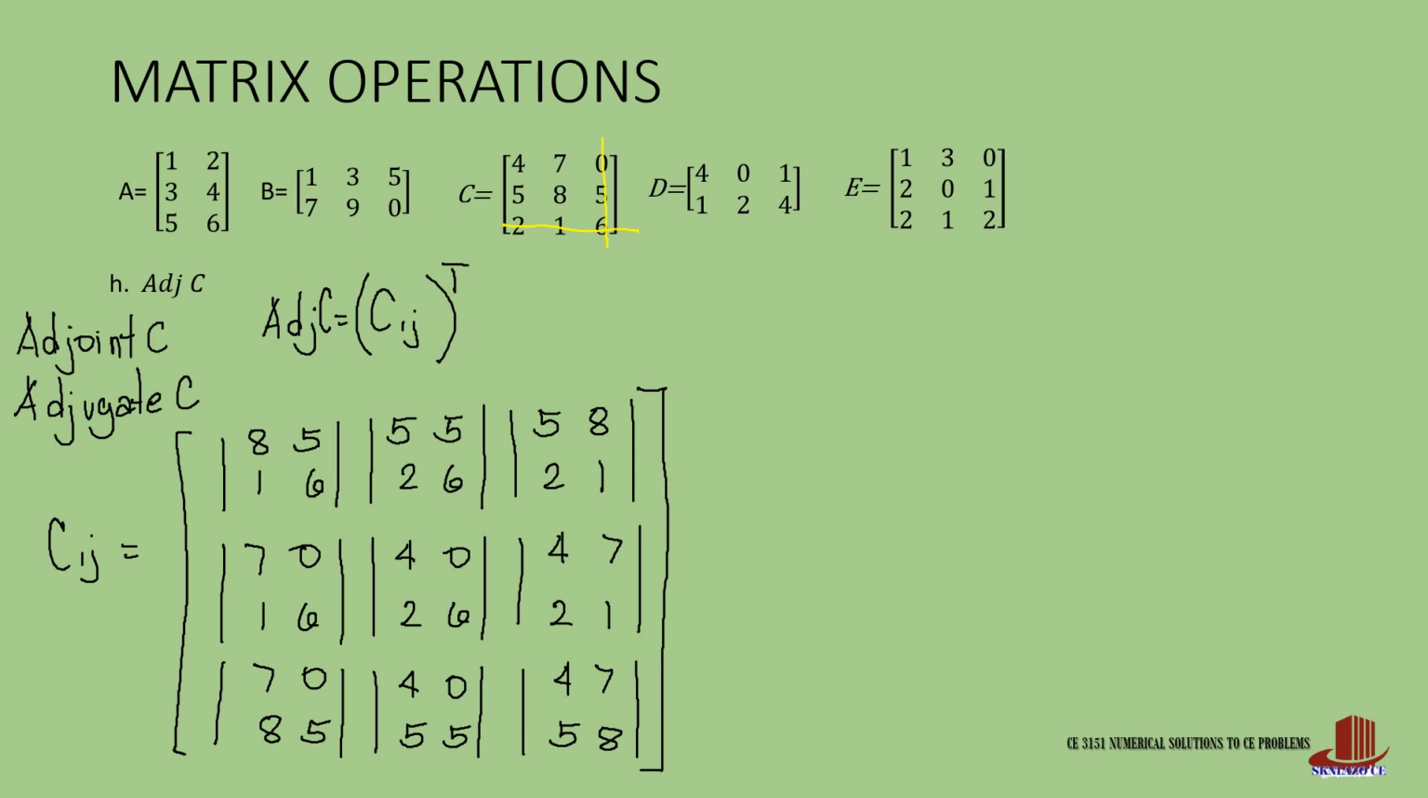Take the determinants of these minors. So the cofactor would turn out as, don't forget that we would have our negatives for the interchanging signs, starting off with 48 minus 5 is 43. 30 minus 10 is 20. 5 minus 16 is negative 11.